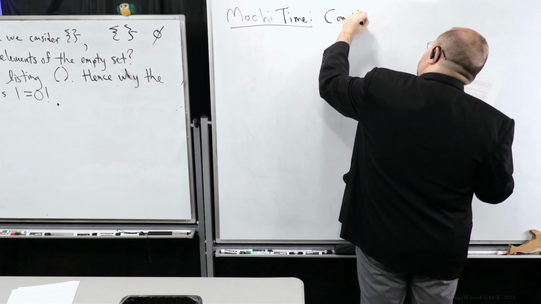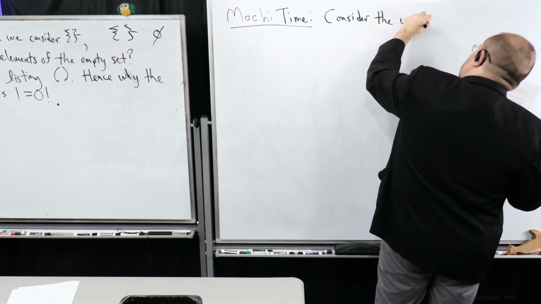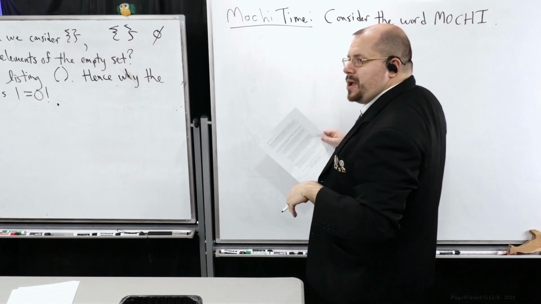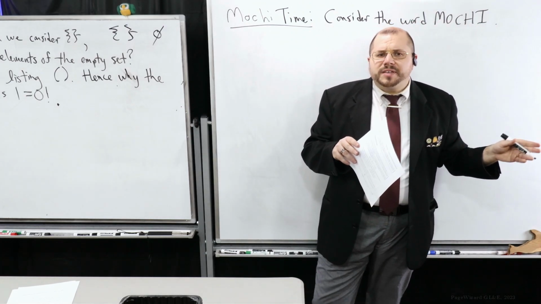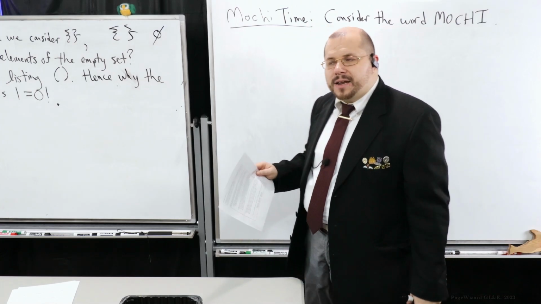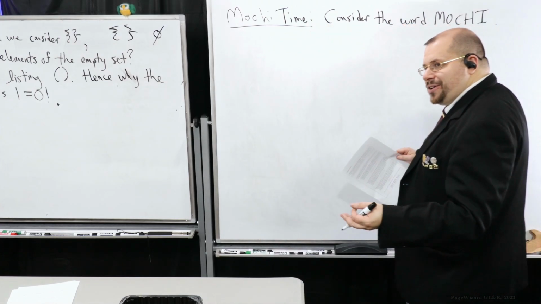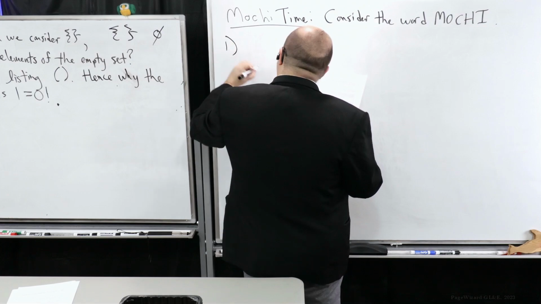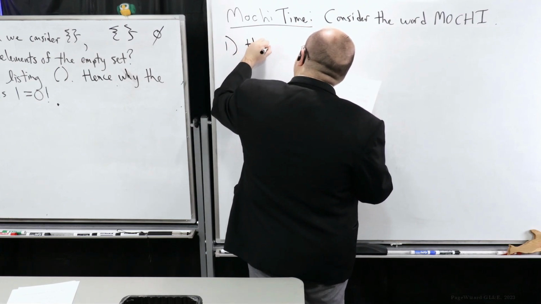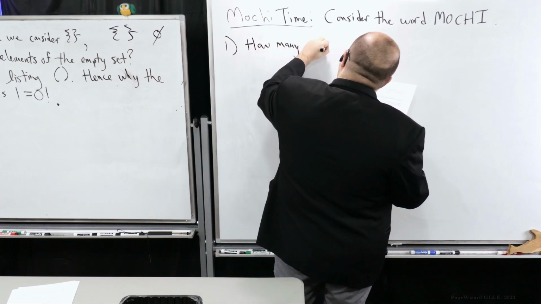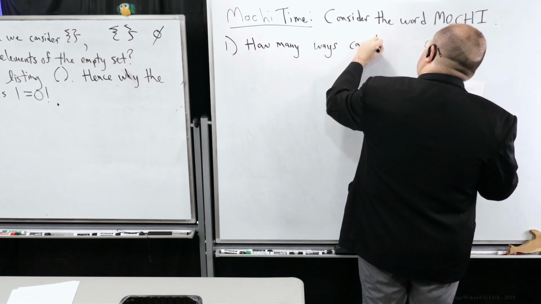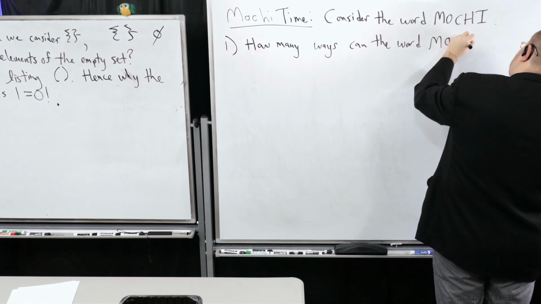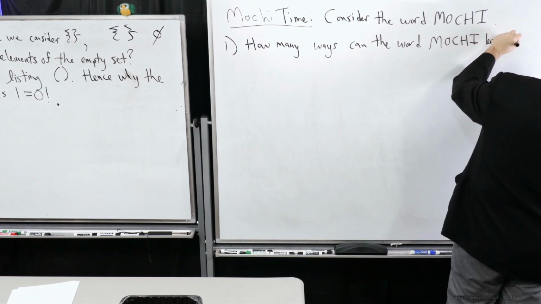So consider the word MOCHI, all in capital letters, like this. We're going to go through a variety of scenarios and see how we would go about counting the number of objects for each of the scenarios using what we know up to this point. So the first example we're going to go through is: how many ways can the word mochi be arranged? So that also includes mochi itself.